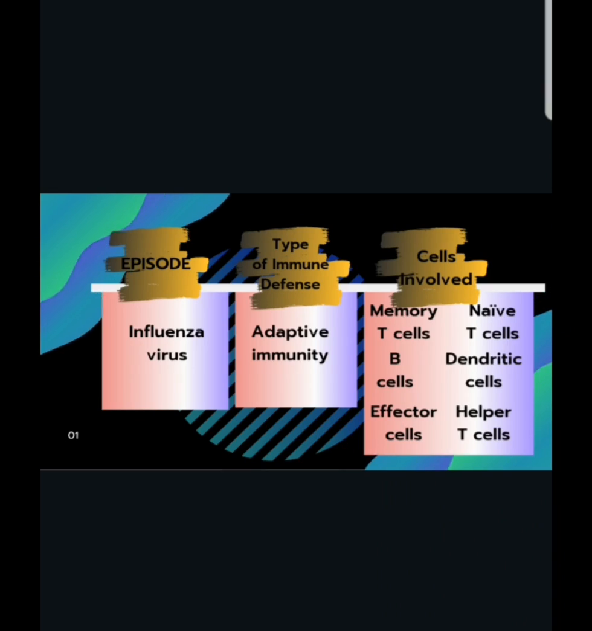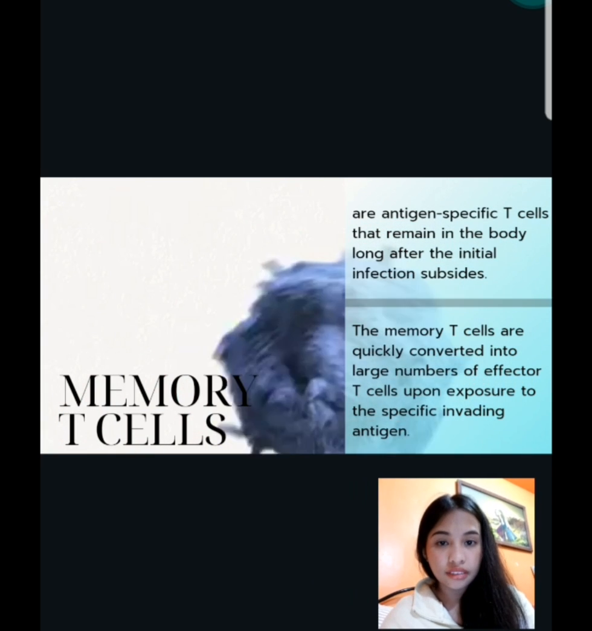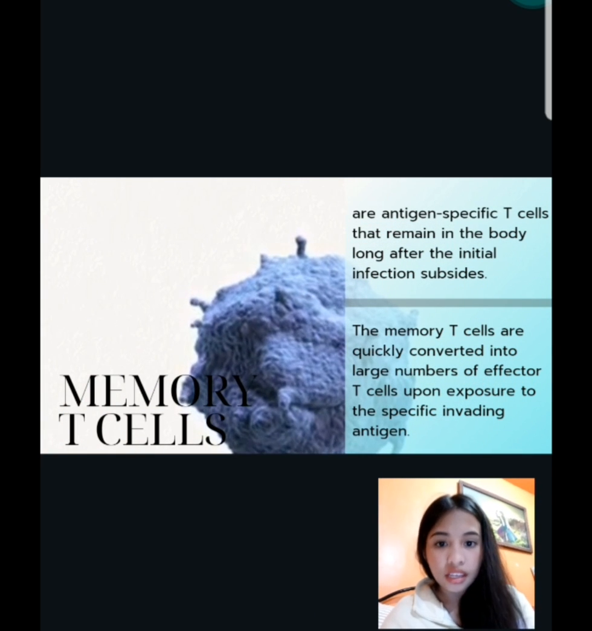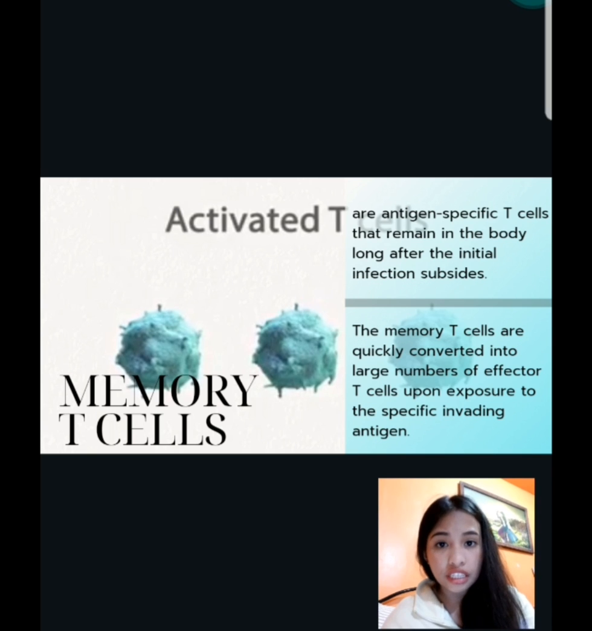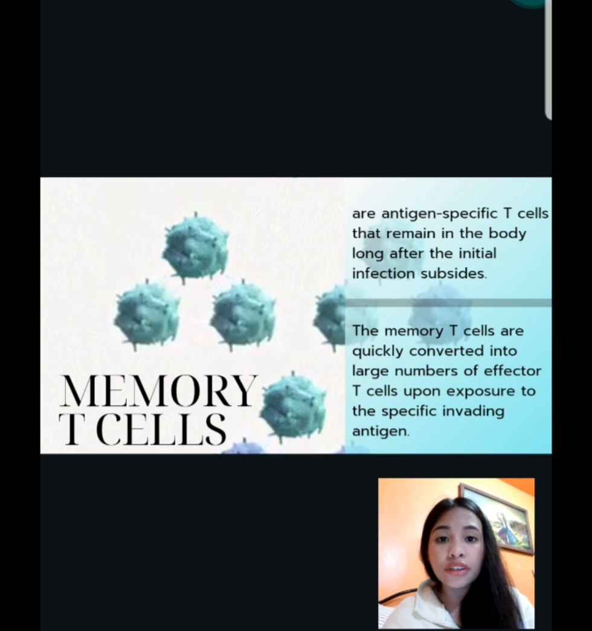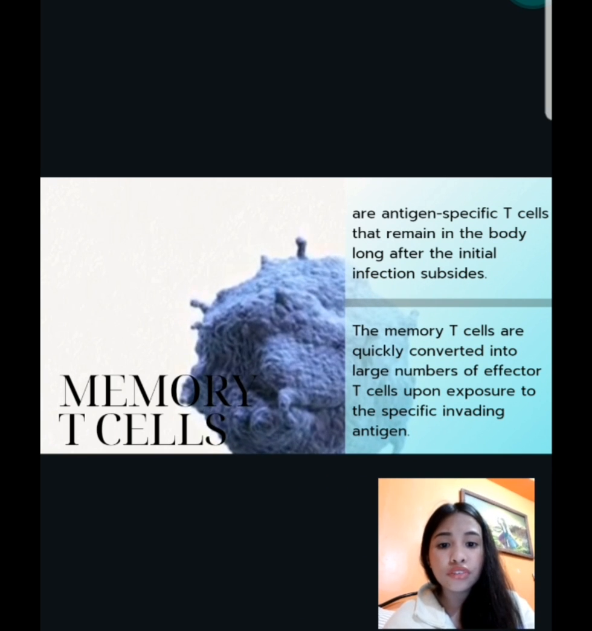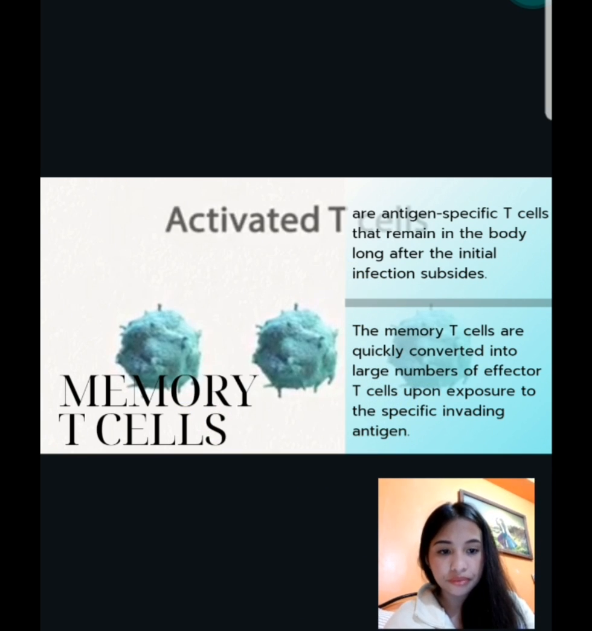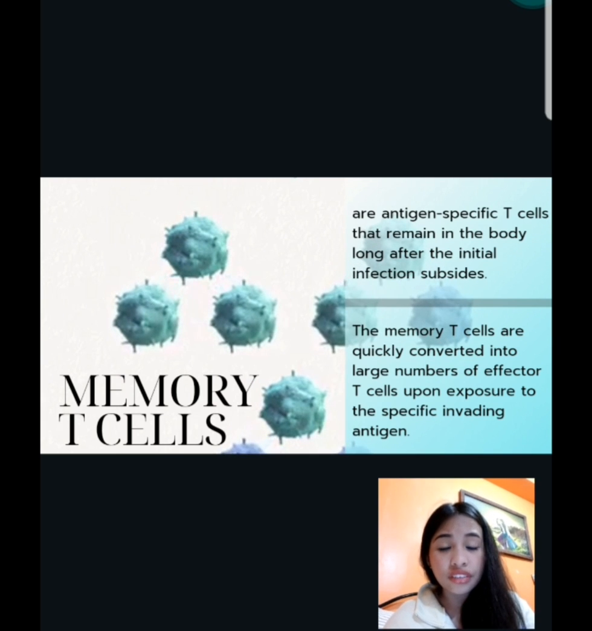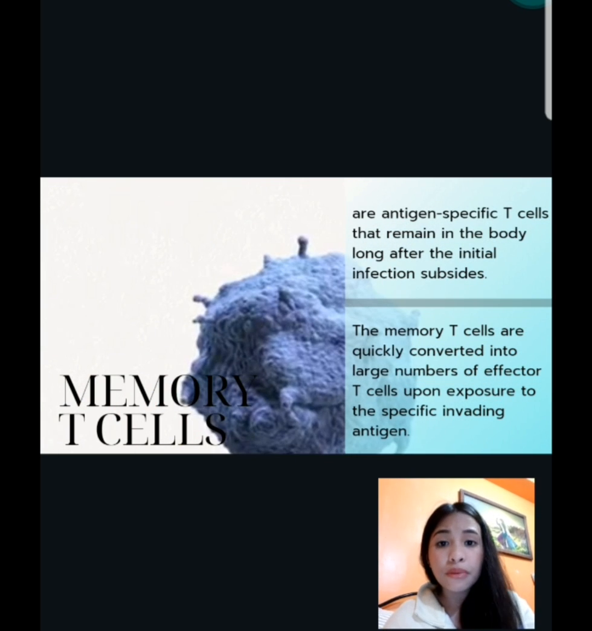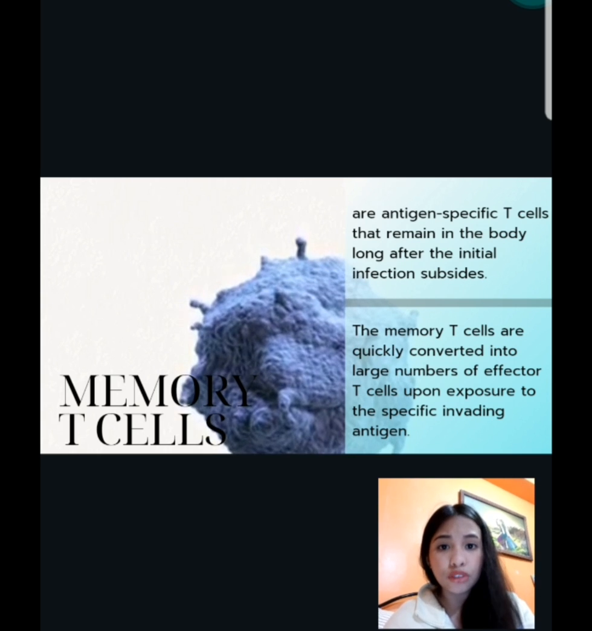Next episode is influenza virus. The type of immune defense is adaptive immunity. The cells involved are memory T cells, B cells, effector cells, naive T cells, dendritic cells, and helper T cells. Memory T cells are antigen-specific T cells that remain in the body long after the initial infection subsides. The memory T cells are quickly converted into large numbers of effector cells upon exposure to the specific invading antigen. They launch a quick immune response that remembers exposure to the antigen for long-term immunity.